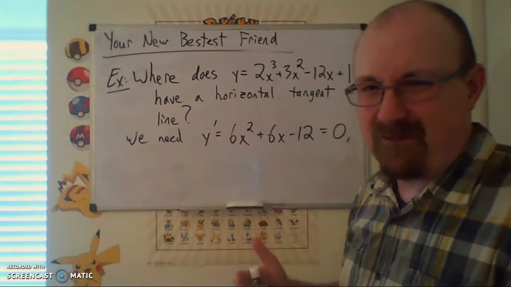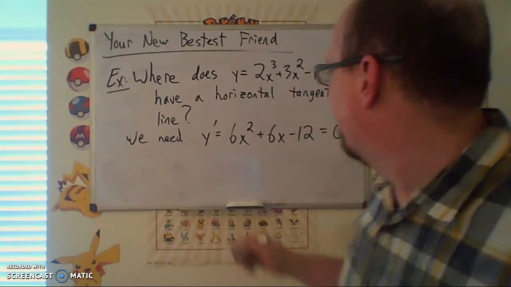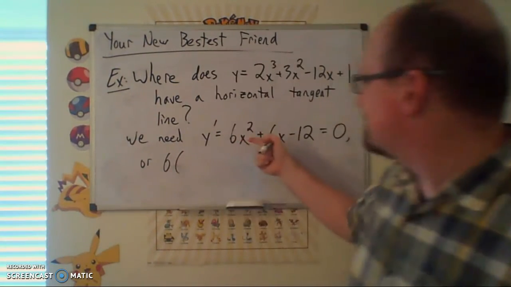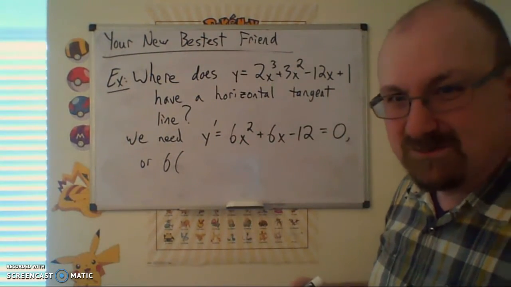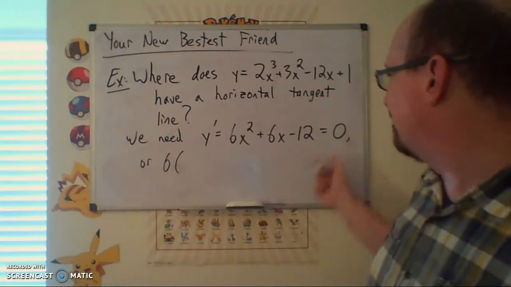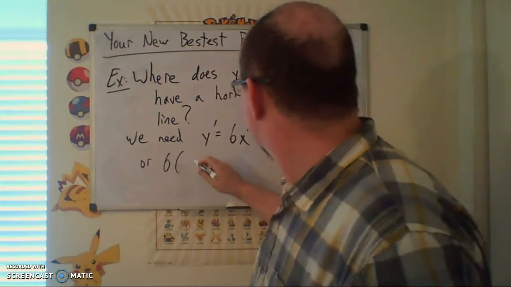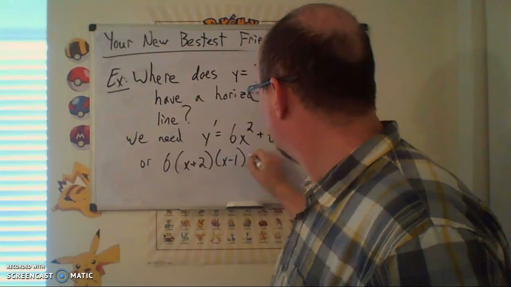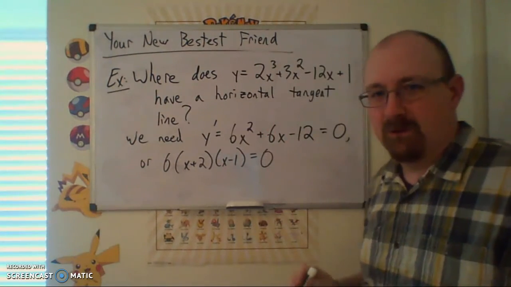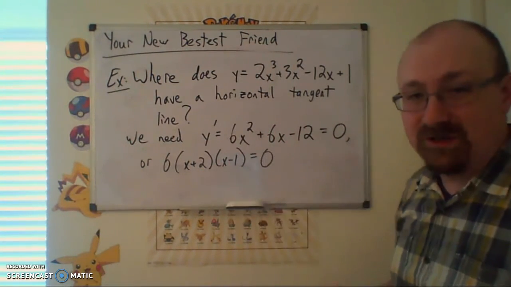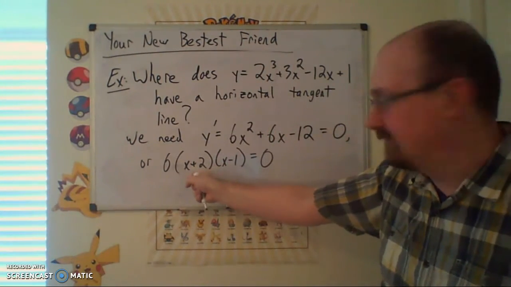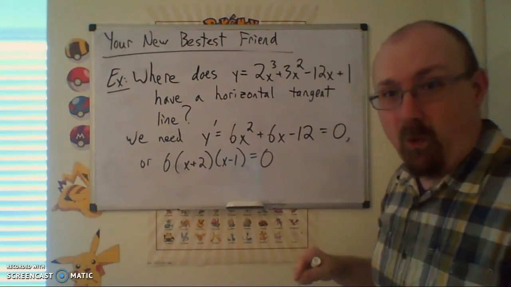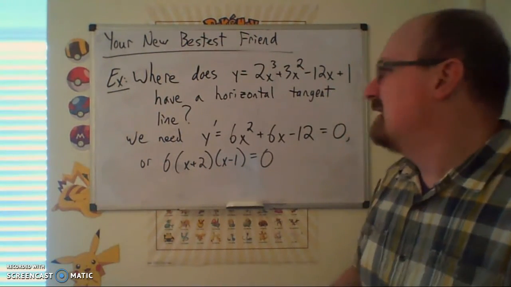If you use the quadratic formula, that's also fine, but I can factor 6 off this thing, because all of those numbers are divisible by 6, so you'd have x squared plus x minus 2. So we have x plus 2, x minus 1 equals 0. So our two target x coordinates are x equals negative 2, because again, you have to change the sign when you set this thing equal to 0, or x equals 1. Those are our x coordinates.